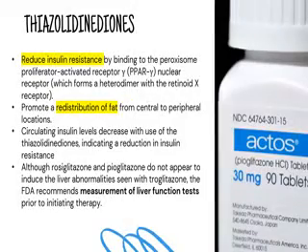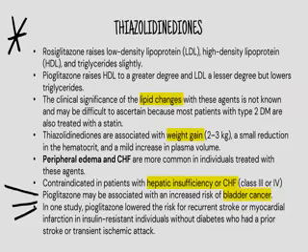Coming to thiazolidinediones, they reduce insulin resistance by binding to the peroxisome proliferator-activated receptor gamma, PPAR gamma nuclear receptor, and promote a redistribution of fat from central to peripheral. Circulating insulin levels decrease with use of the thiazolidinediones, indicating a reduction in insulin resistance. Although rosiglitazone and pioglitazone do not appear to induce the liver abnormalities seen with troglitazone, the FDA recommends measurement of LFTs prior to initiating therapy.